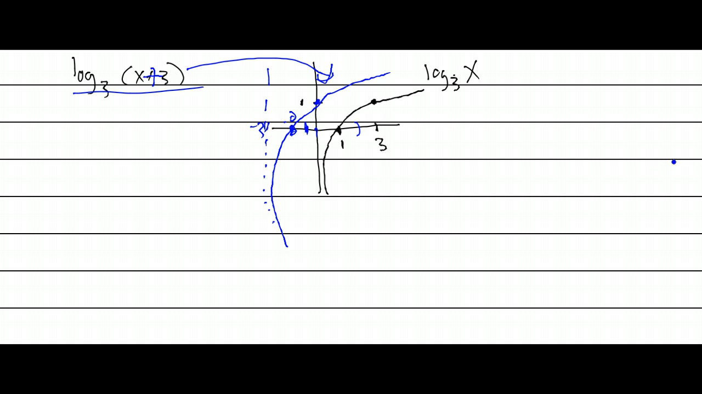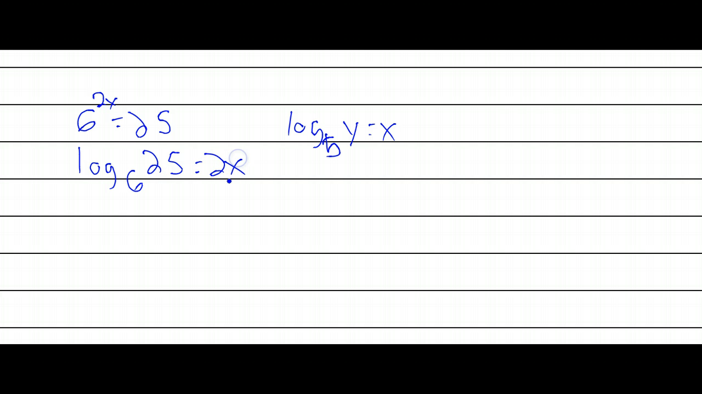All right, number 2, write the equation 6 to the 2x is equal to 25 as a log. So remember, it's log of the base of your answer. So it's going to be log base 6 of 25 is equal to 2x. That's pretty much it.